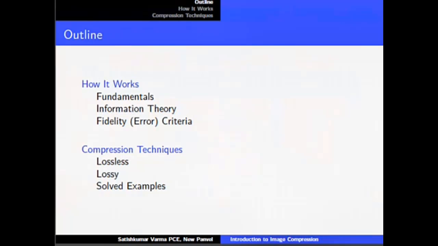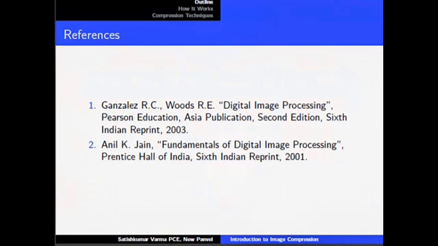In this video, as the first objective, we will see the various fundamental terms, the definitions and evaluation criteria. The second objective is to explore the different compression techniques and perform at least one lossless and one lossy compression method on a given image. The content of the video is prepared using the following books.